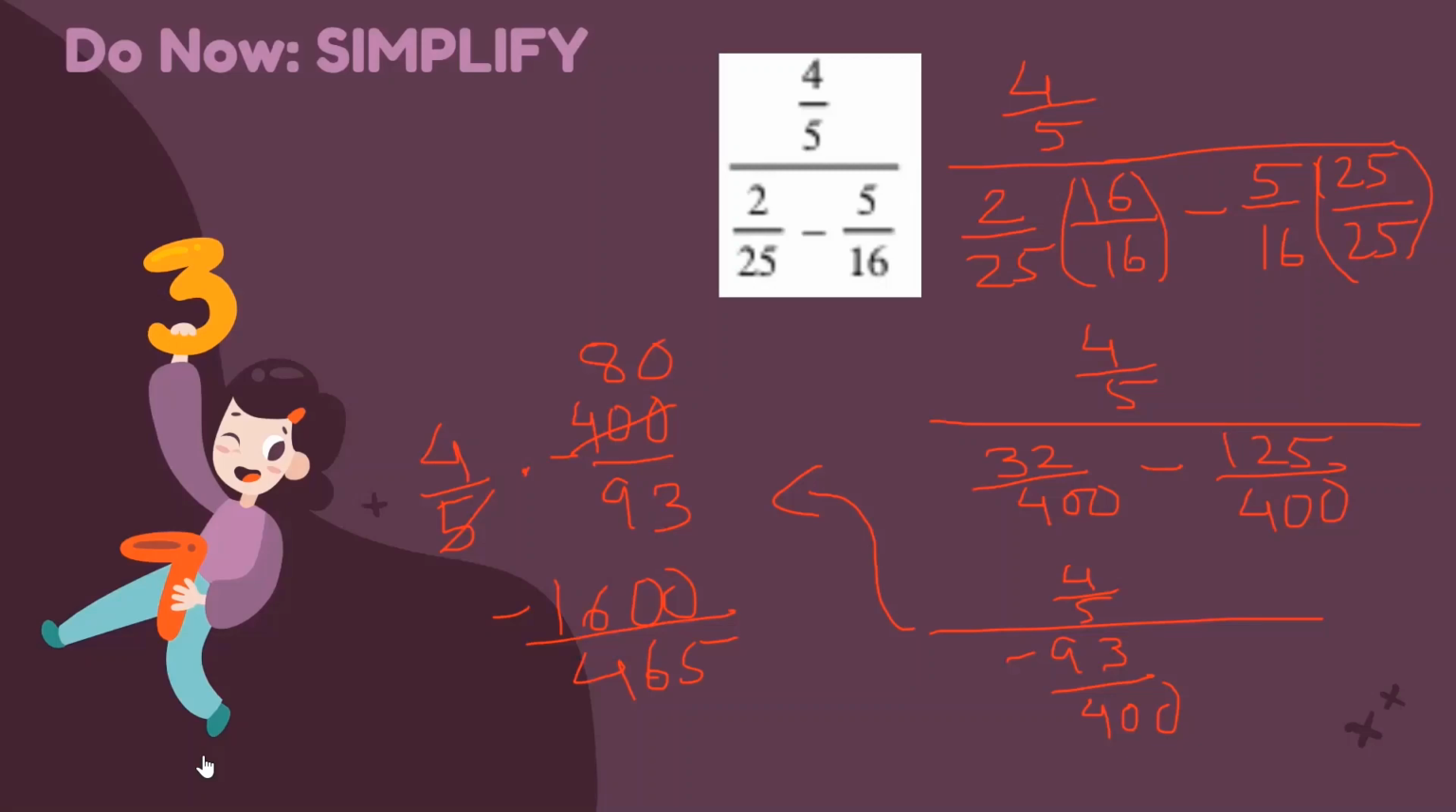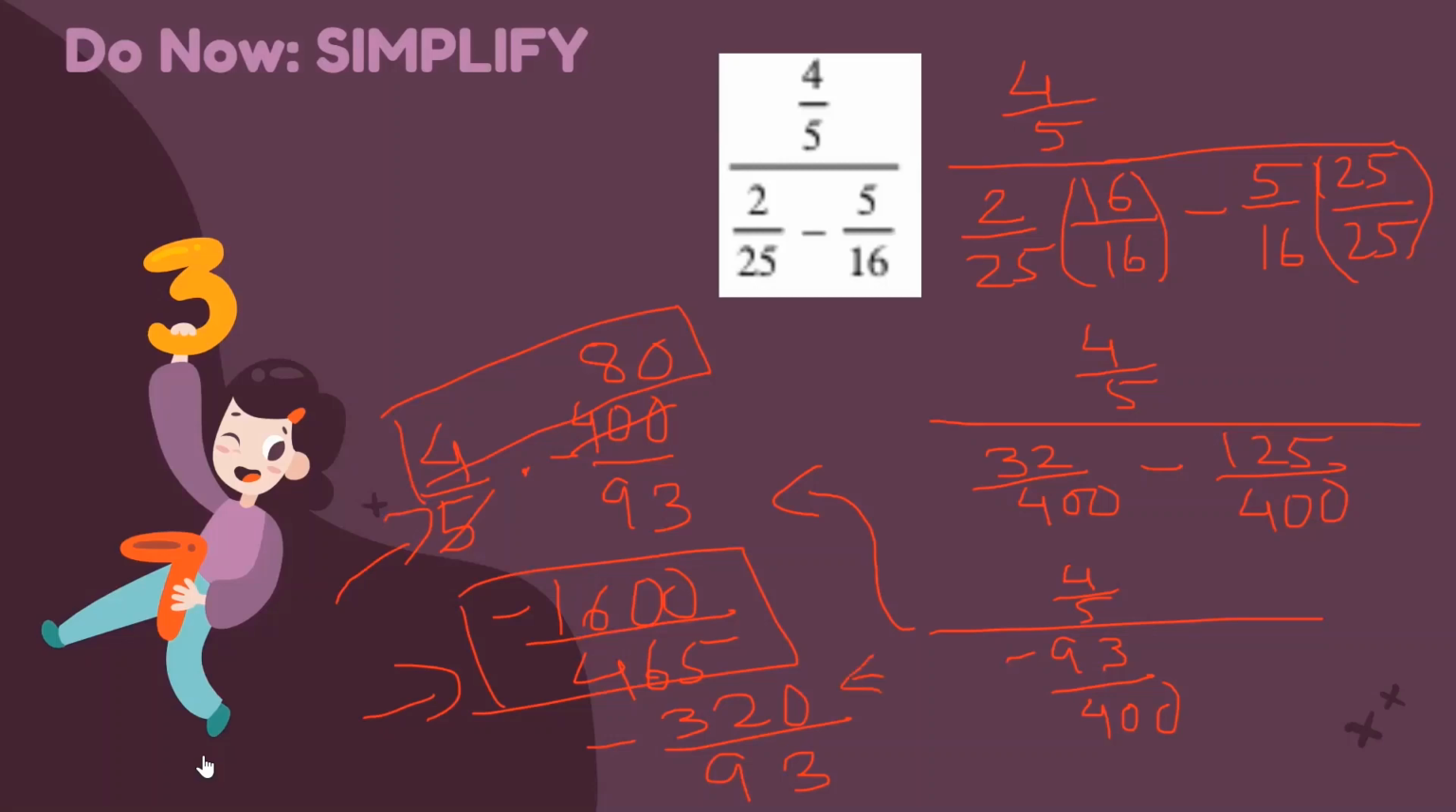You can either do that, or you can come up with this fraction first and then simplify it, and the simplified answer is supposed to be negative 320 over 93. I recommend you simplify from here rather than from this fraction, because 1600 and 465 are two big numbers. If you multiply across, 80 times 4 gives you 320, and then 93 is just 93.